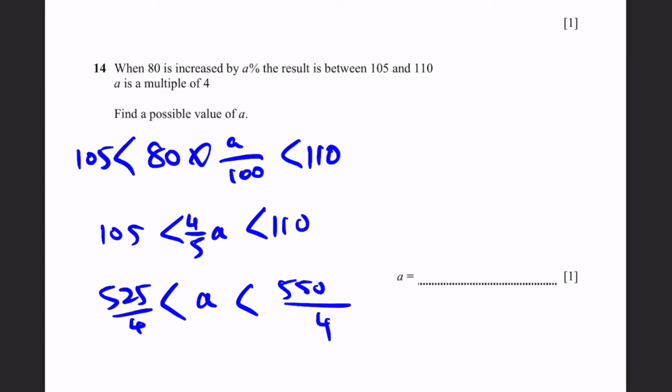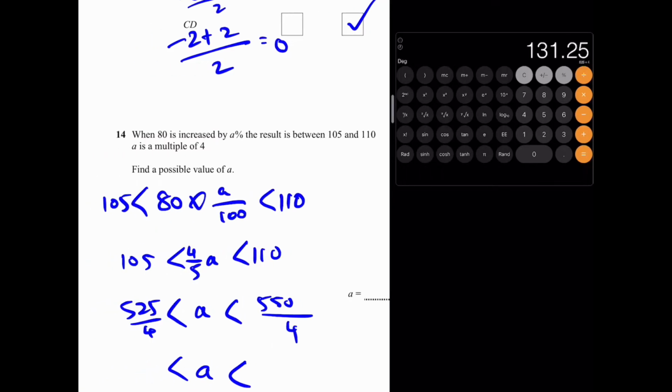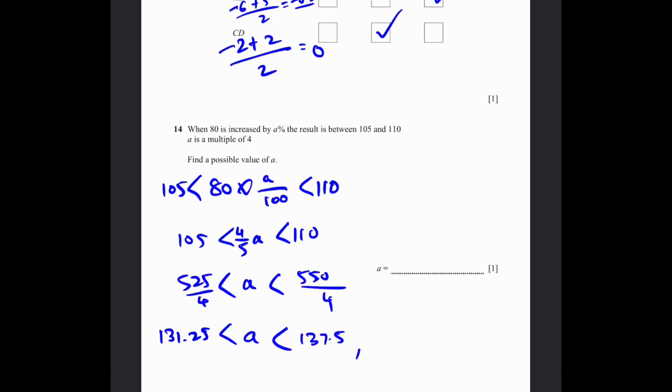Now we can convert these to decimals. Just get that calculator out. Of course, if you can do it in your head, you can, but I'm just showing you on the calculator so that you don't make any mistakes when you're calculating it. 550 divided by 4, 137.5. Now, we need a multiple of 4. Remember, A is a multiple of 4. So we're finding a possible value in between these, which is a multiple of 4.